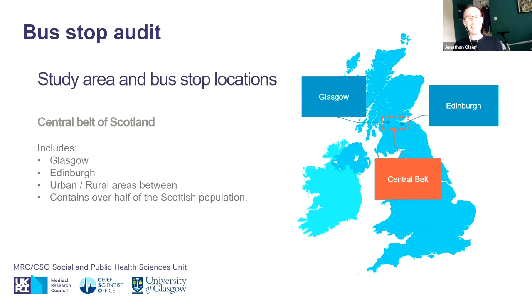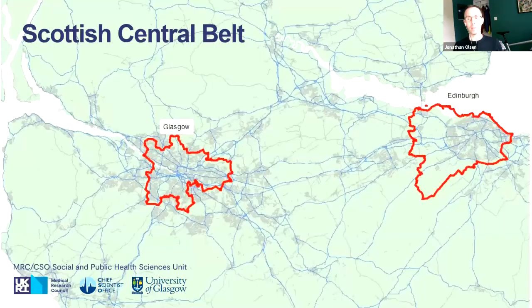And we did this audit across the central belt of Scotland, which contains the 2 largest cities in Scotland of Glasgow and Edinburgh. But what it also contains is the urban and rural areas between, so those smaller towns, smaller rural type areas, and it contains roughly around half the Scottish population. So it's a significant geographical area containing a significant amount of people.